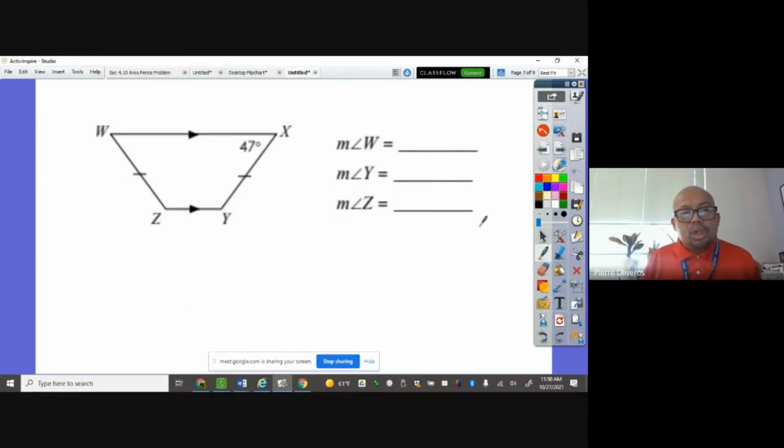So we're given an isosceles trapezoid here, WXYZ, and we know this is 47. So I know that this has to be 47 also. And if angle W is 47, angle Z has to be supplementary to 47. So 180 minus 47 will give us 133. And this has to be also 133. By the way, how did I know that it's an isosceles trapezoid? Because you see this thick line here? That tells me that the legs are congruent. So therefore, angle W is 47, angle Y is 133, and likewise, angle Z is 133 degrees.